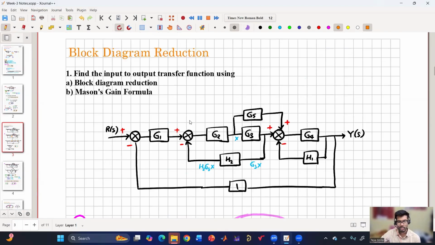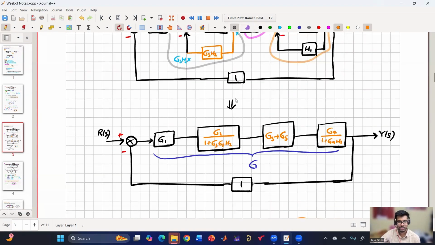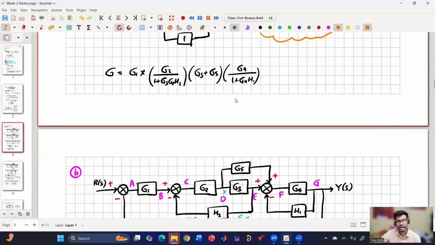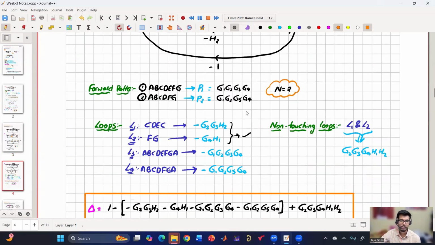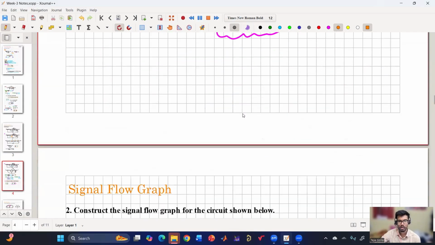Then we went to block diagram reduction, using the block diagram reduction as well as Mason's gain formula. So we have started with another example where we have considered block diagram reduction, and then we have also converted that into signal flow graph and applied Mason's gain formula.